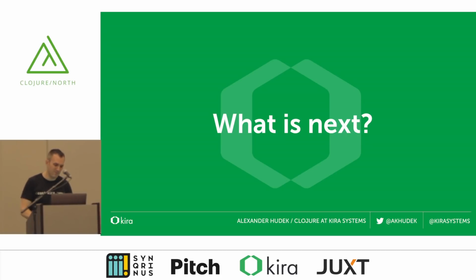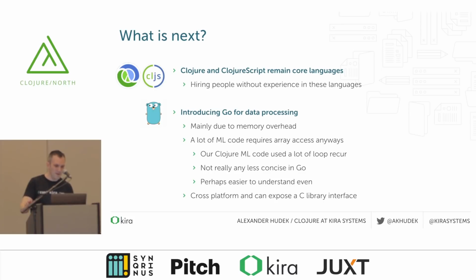So what's next for us with Clojure? Clojure and ClojureScript remain our core languages. And as I mentioned, we're now hiring people without experience in these languages. We're hiring for many, many positions. But what we are doing is introducing Go for the core data processing, because of some of the serious memory problems we were having. One option would have been to rewrite things without immutable data structures, and then my code's going to start looking a lot like Java with brackets on the outside. And I don't really like to write Java.